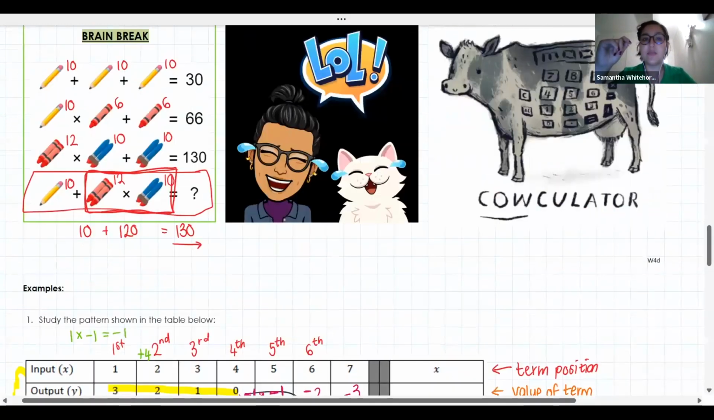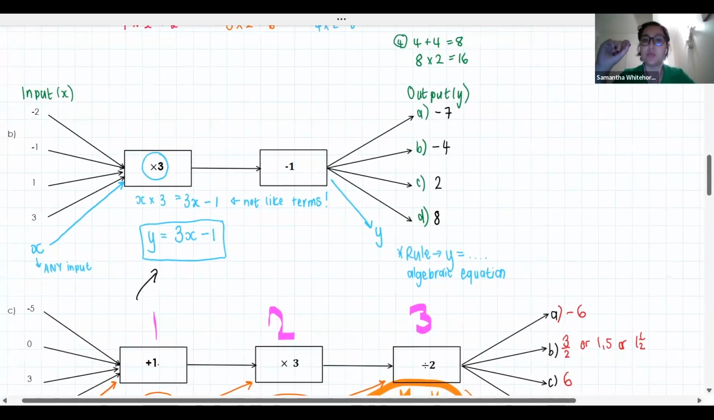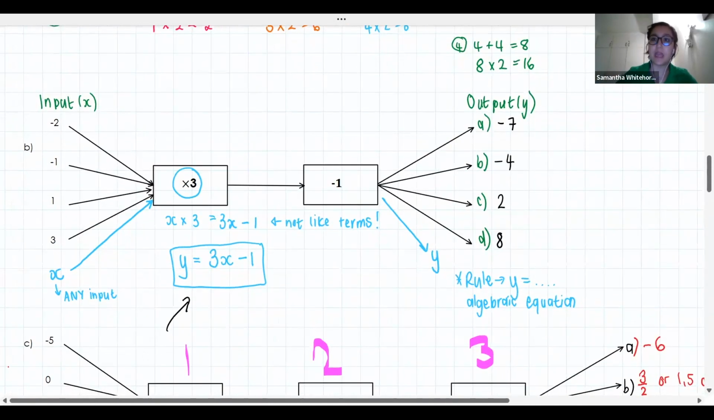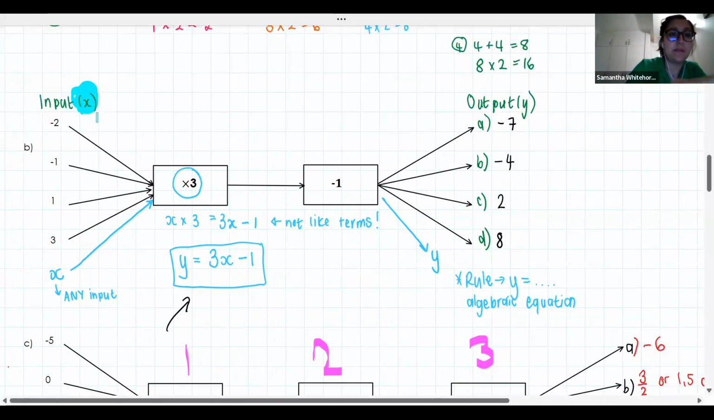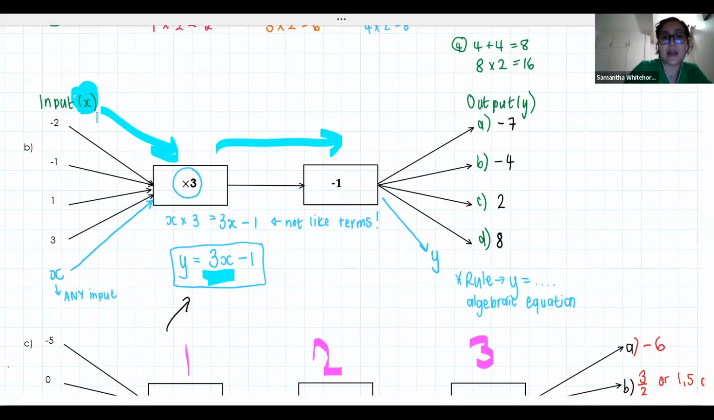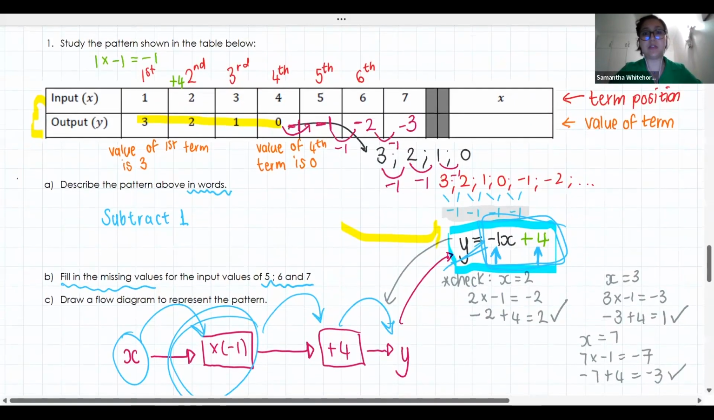I'll come back to this now. If we go back to what we did here in question B, that's exactly how we got our rule. We took our flow diagram and we translated that into a rule. We started with an input of x. That x was then multiplied by 3, and then we subtracted 1. So all we're doing now is we're going from the pattern, getting a rule, and putting it into a flow diagram. Right, I hope that makes a bit more sense. I hope we've all taken screenshots of this.